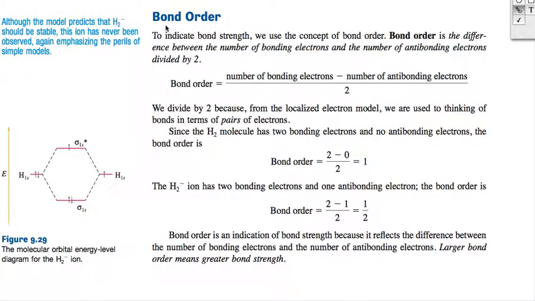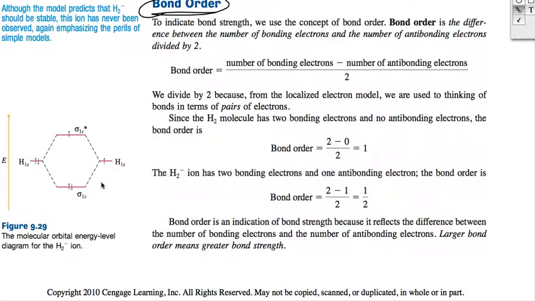In order to find the bond order, which tells you kind of how strong the bond is and tells you a little bit about whether this bond is going to occur or not, you find what is called the bond order. Let's look at this situation.